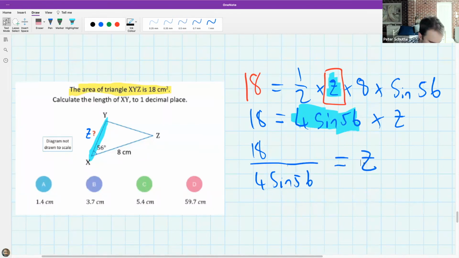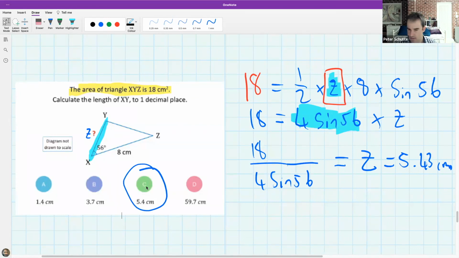And what do we get? 18 divided by 4 times sine 56. We should be getting about 5.43 centimeters, or 5.4. So the option will be C over there.